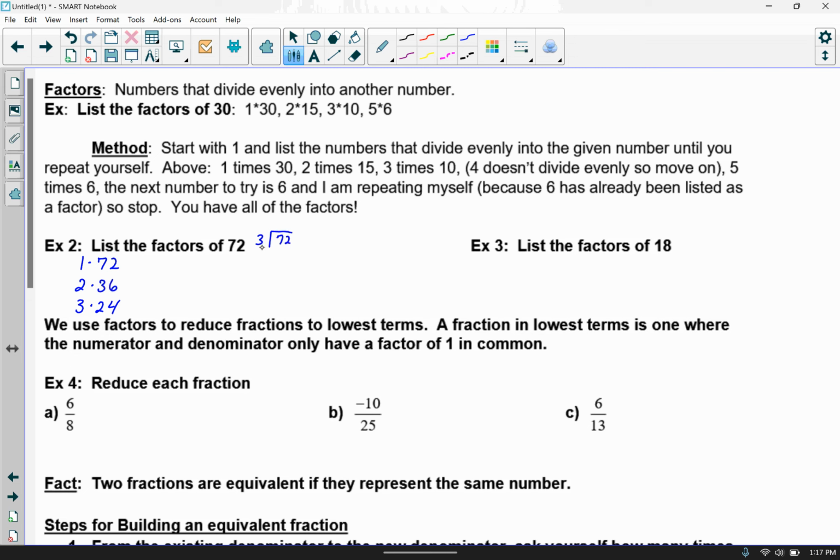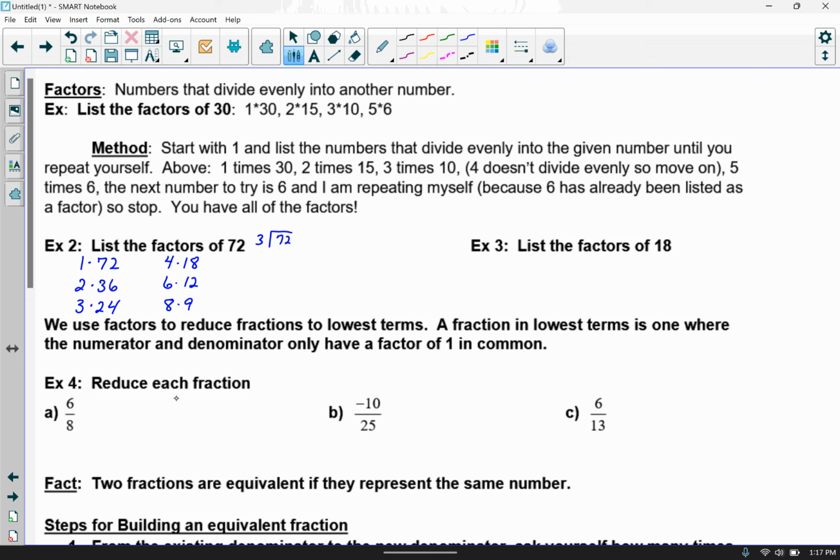Okay, then you ask yourself, will 4 go into 72? And it will. 4 times 18. 5's not going to go into 72. 6 will. 6 times 12 is 72. 7 will not go into 72. 8 will. 8 times 9 is 72, and the next number after 8 is 9, and now you've repeated yourself because the factor of 9 would be 9 times 8. So these are all of the factors of 72. All of these numbers divide evenly into 72. As far as listing them, it doesn't matter to me how you list them.